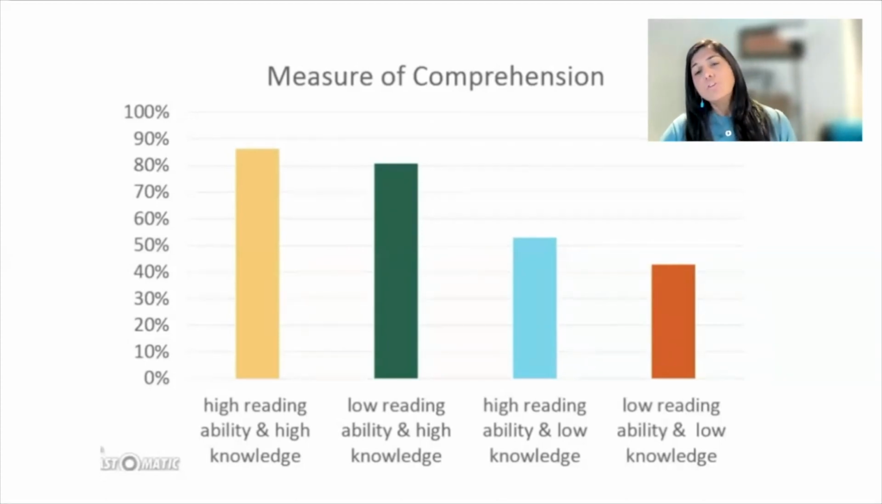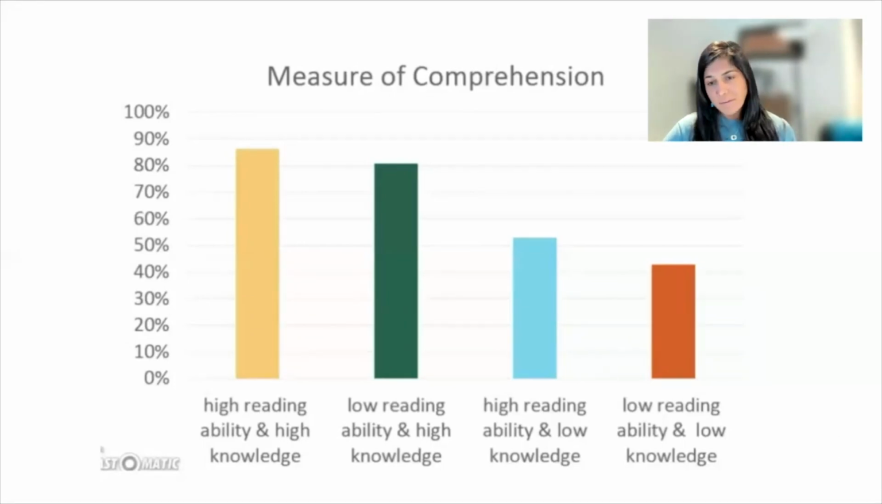So the students who knew about baseball were better positioned, going back to the study, to figure out what was happening in the story, even though they were assessed as being poor readers. It's also interesting that high ability readers who didn't know much about baseball struggled, and that's because they didn't have the hooks in long-term memory, right?